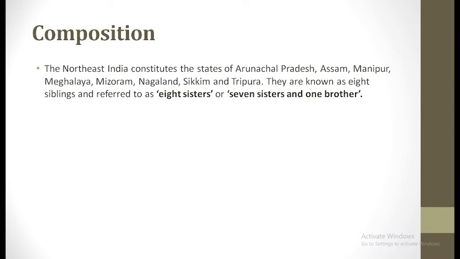Northeast India constitutes the states of Arunachal Pradesh, Assam, Manipur, Meghalaya, Mizoram, Nagaland, Sikkim, and Tripura. They are known as 8 siblings and referred to as 8 sisters, or sometimes 7 sisters and 1 brother. The 7 sisters refer to the 7 states which were part of the northeastern states earlier, and the 1 brother refers to Sikkim, which became part of Northeast India only very recently.